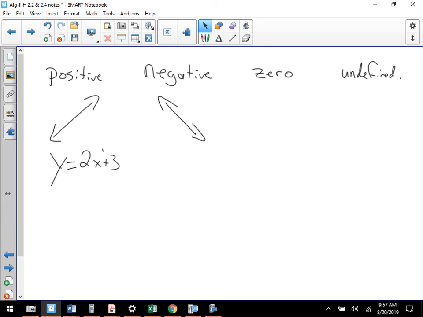Okay. 0. What kind of lines have 0 slopes? Yes, horizontal. Horizontal, very good. Horizontal lines, I'm glad you didn't say straight.